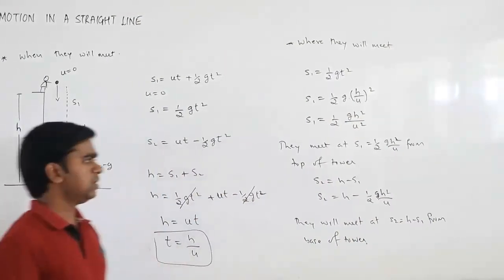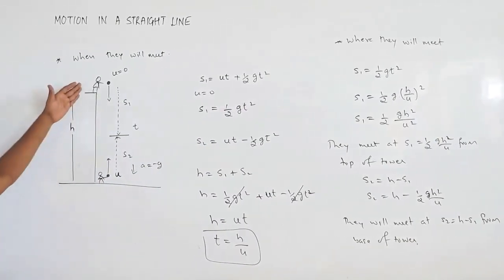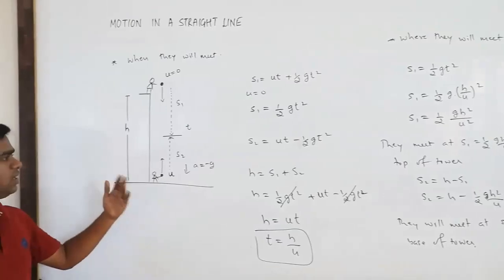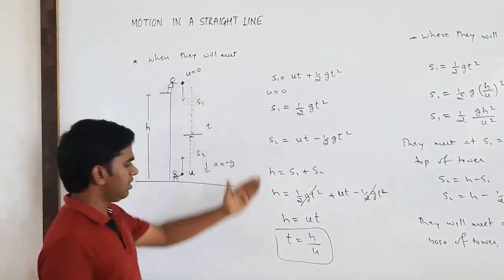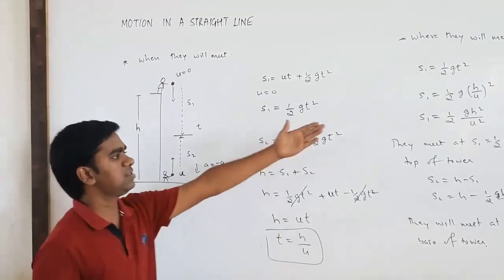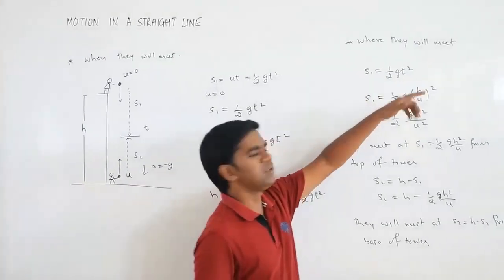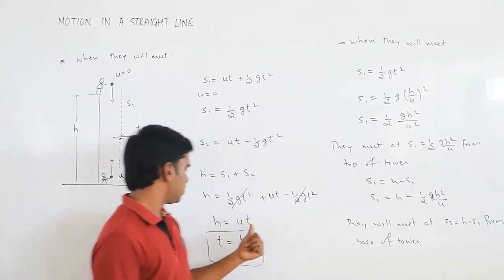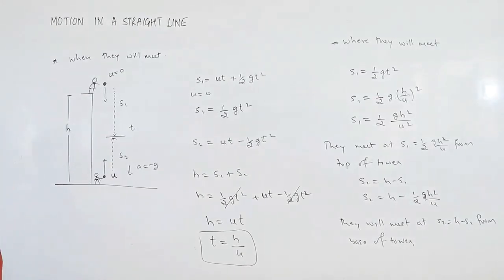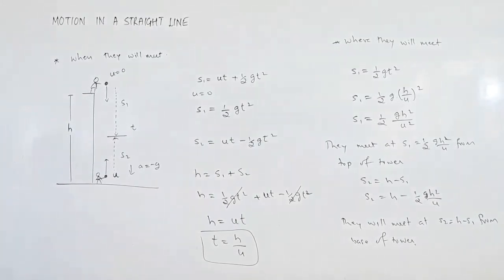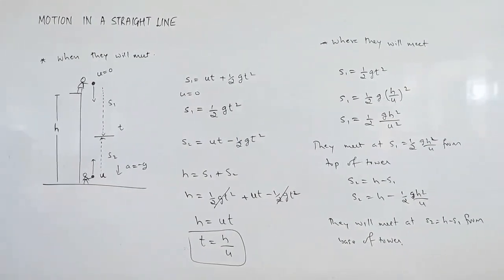They may ask anything. They may ask where they will meet from the top of the tower, from the bottom of the tower, or at what time they will meet. It is better to calculate the time first. If you calculate time directly, you can substitute that value to get S1, and if you know S1, you can easily calculate S2. This is how we calculate when and where they will meet.